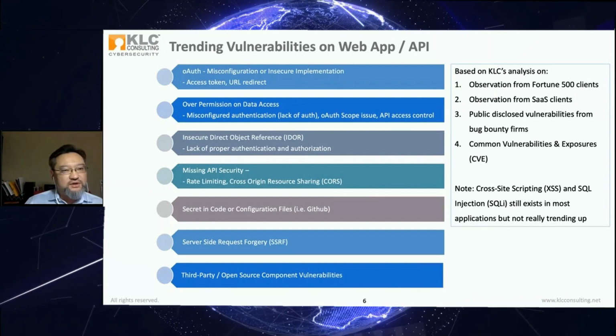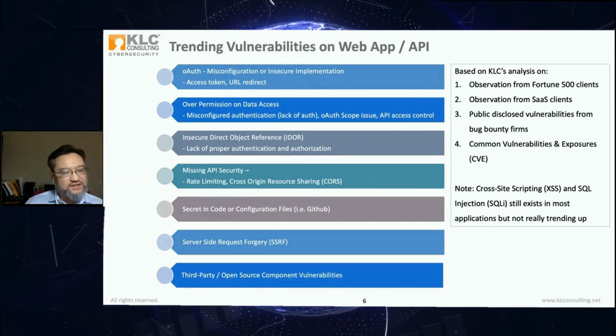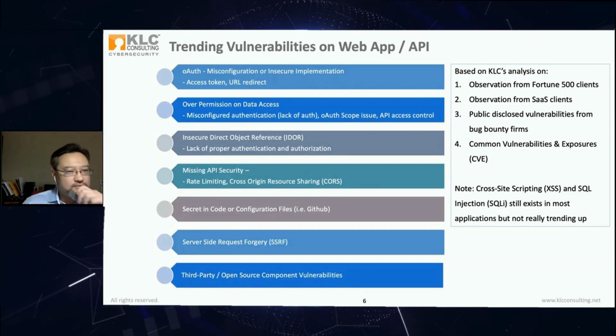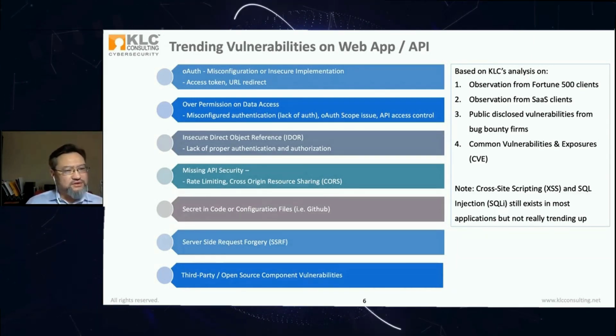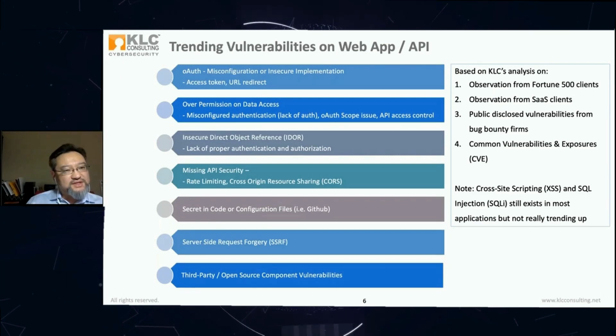The second one is over-permission on data access. It's one of the OWASP top 10 AI security risks. Usually these are due to misconfiguration of the authentication, or sometimes just a lack of authentication all at once. It's probably a misconfiguration or misimplementation of the OAuth scope, or just API access control. Right.